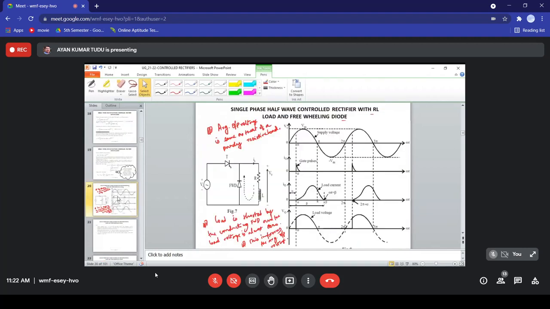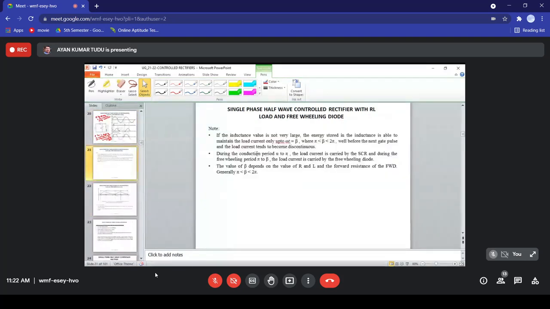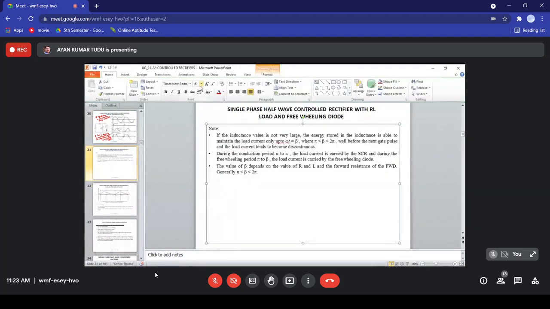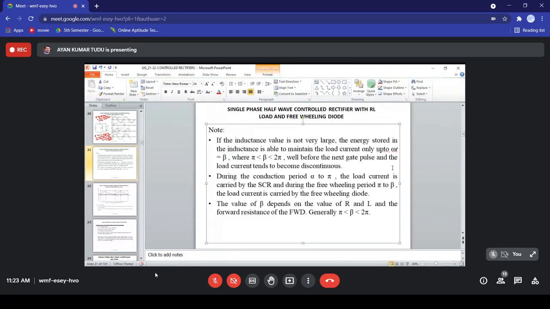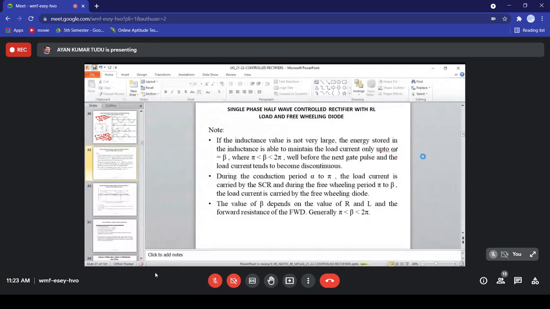So if the inductance value is not very large, then the energy stored in the inductance is able to maintain the load current only up to omega t equal to beta, as you can see here, where pi is less than beta, which is less than 2 pi, well before the next gate pulse, and the load current tends to become discontinuous.